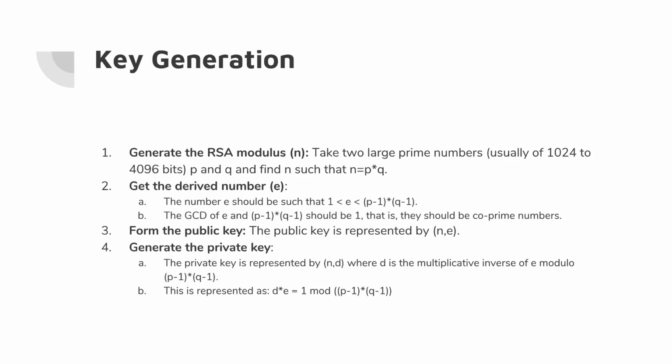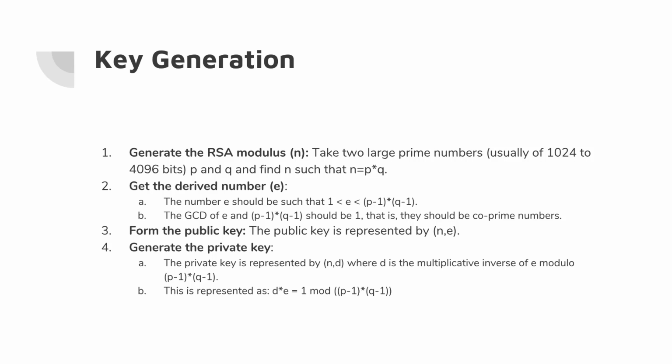Two very large prime numbers are taken. These prime numbers are usually of 1024 to 4096 bits in length, and let's call these large prime numbers P and Q, okay? Then N equals P times Q. Now this is the RSA modulus, N, okay?